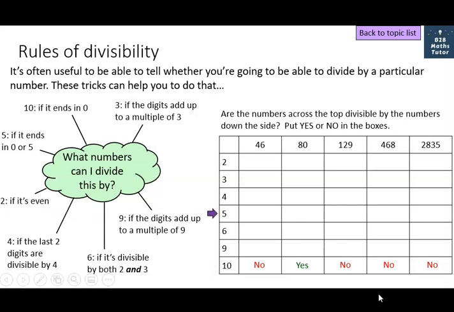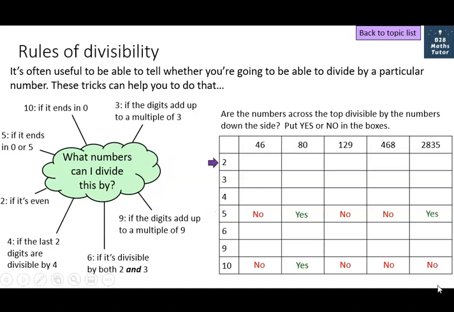Carrying on then, so next let's do 5. 46 doesn't end in either 0 or 5, so it's not divisible by 5. But 80 does end in 0, so it is. 129, 468 don't, so they are no's. But 2835 ends in a 5, so you can divide it by 5.